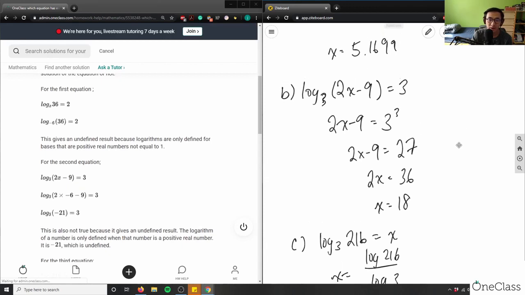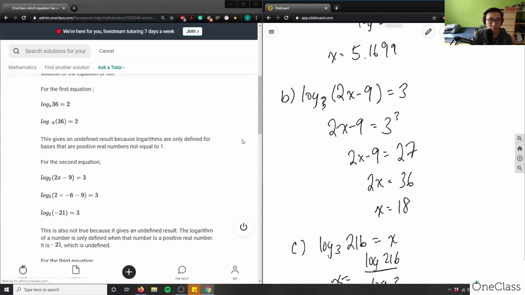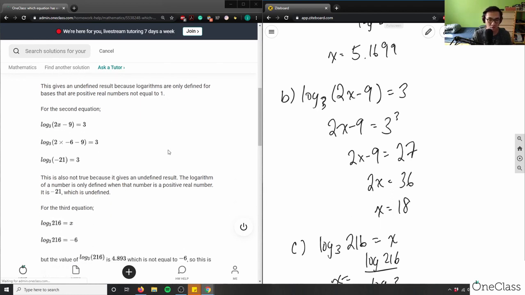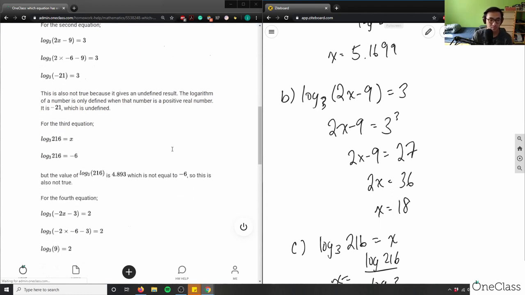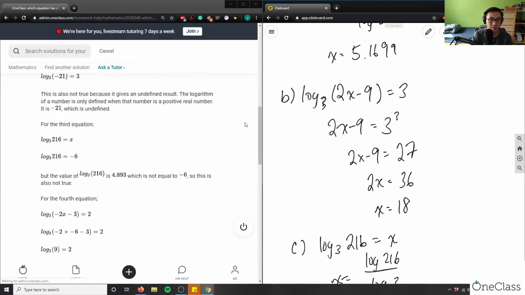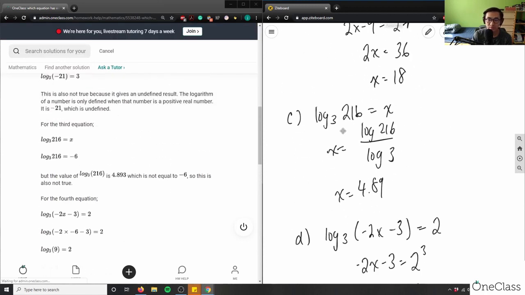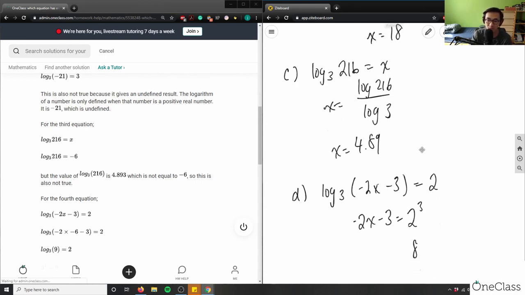B here, this says if you plugged in -6 for this x value here, you would get log base 3 of -21, right? So -12 minus 9 is -21. And this here is not true. Again, you're going to get a math error, because you cannot take a log of a negative number. And then I have the third option here, log base 3 of 216. If you plug that in, it's 4.89, like we did here. So this term is wrong here.